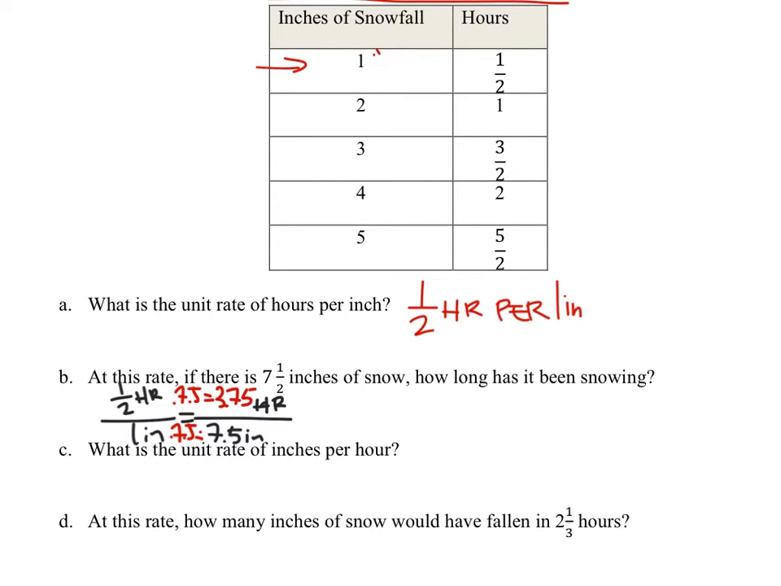What is the unit rate of inches per 1 hour? So write it down. What is the unit rate of inches per 1 hour? And again, this showed up in the table right here. We can see that it's 2 inches every 1 hour.